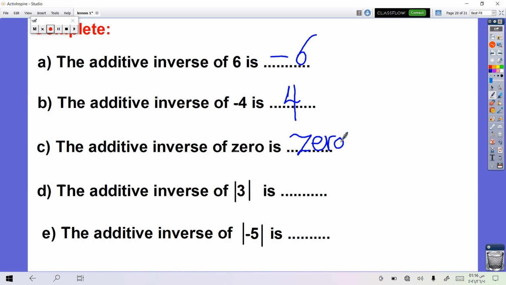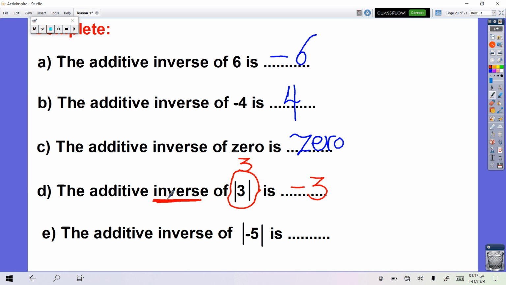Now we have the additive inverse of absolute 3. So first we have to solve absolute 3. It will be equal to 3, because as we said before, the absolute value always turns negative into positive. So if we have absolute 3, it will be equal to 3. So the additive inverse of 3 will be equal to negative 3, because as we said before, in additive inverse we have to change the sign. If we have 3, it will be equal to negative 3. If we have negative 3, it will be equal to 3.